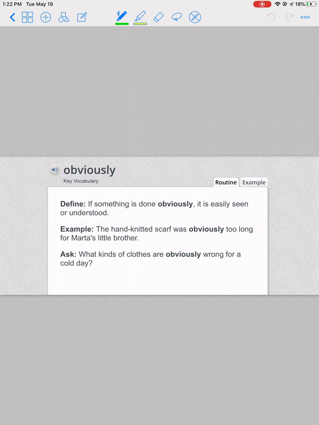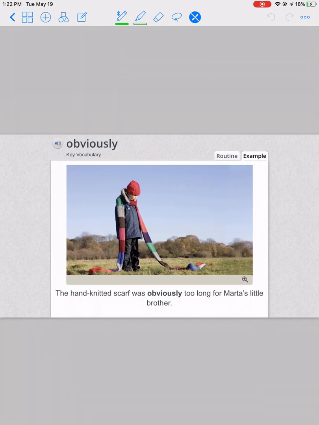In the example we're going to see, the hand-knitted scarf was obviously too long for Marta's little brother. Let's see this scarf. Oh yeah, it's obviously way too long. It's like all the way down to the grass. When he walks, he's just going to have a trail of scarf. That scarf is obviously too long.